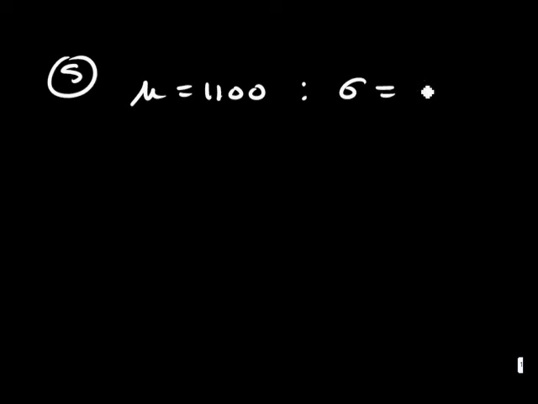Problem 5. The mean here is 1100, while the standard deviation is 150. X is a normal distribution, and X represents the income of the trainees. They're looking for the probability that X is less than 900.